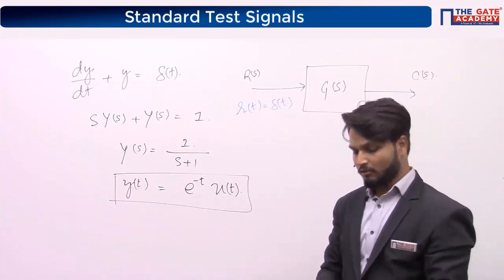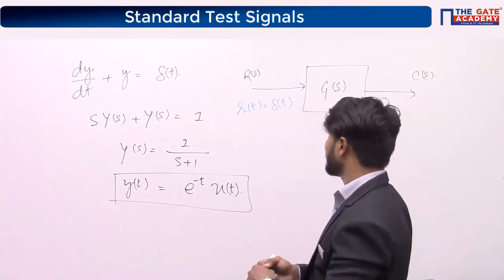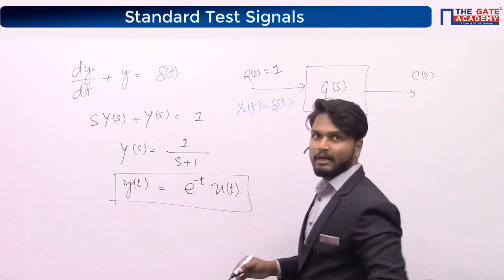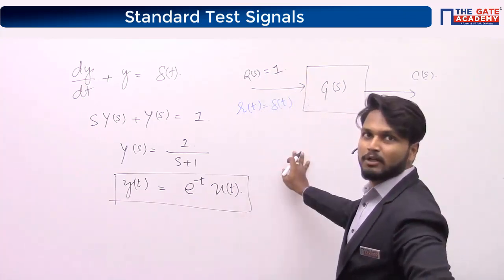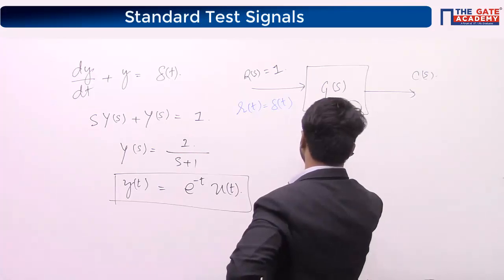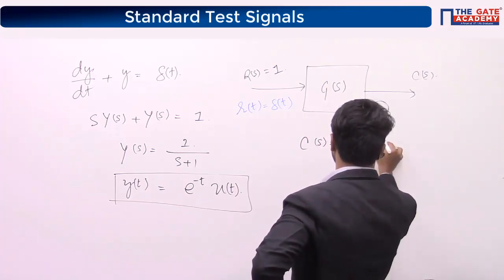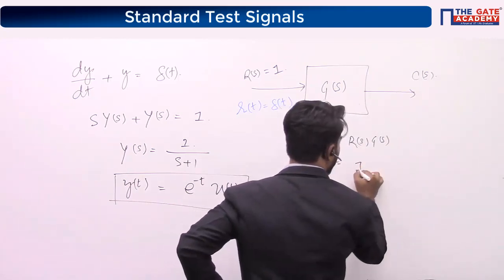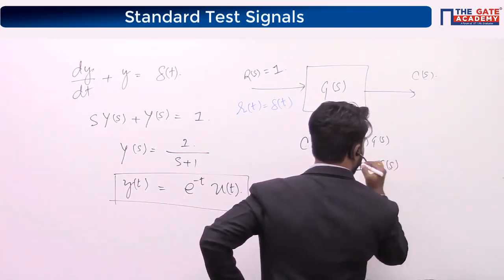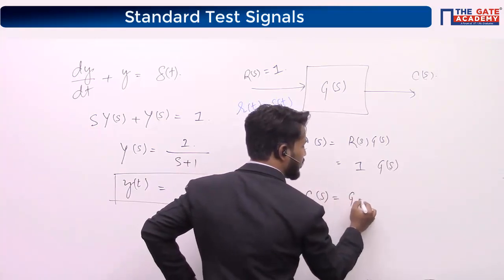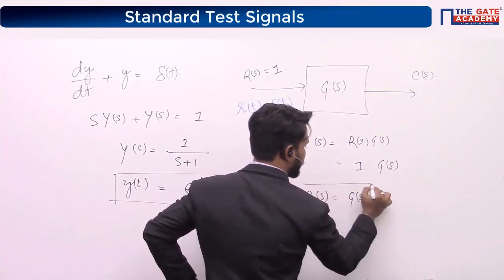Yes, very good. R of s is equal to 1, right? If R of s is equal to 1, then what is C of s? C of s is equal to R of s multiplied by G of s, that is equal to 1 multiplied by G of s. Therefore, C of s is straight away equal to G of s.